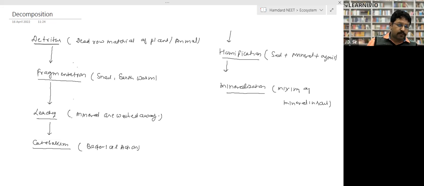the next step is called the leaching process. Fragmentation has taken place. Now can you tell me what the leaching process is? Any one of you? What is the leaching process? Shaheen, Fatima.